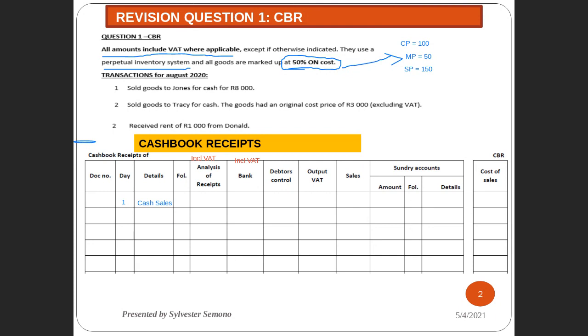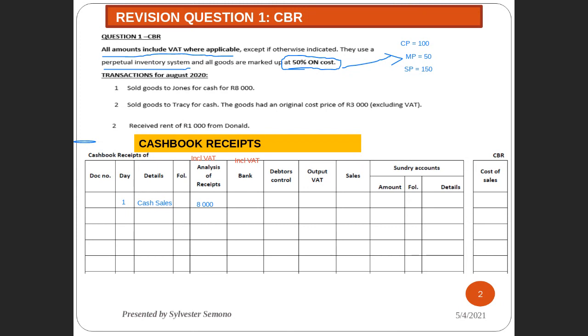And we said because this amount is including VAT, remember, all amounts including VAT were applicable. It means 8,000 is including VAT, so I must put 8,000 here. That's what we did the other day. Because the amount is including VAT, you must wait. You don't have to transfer to the bank.